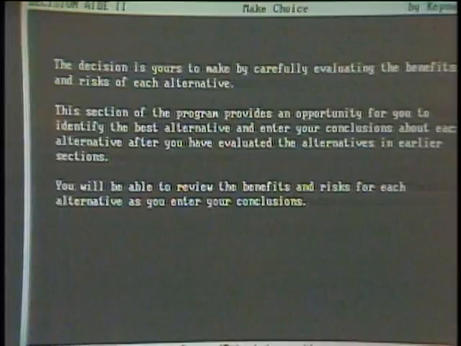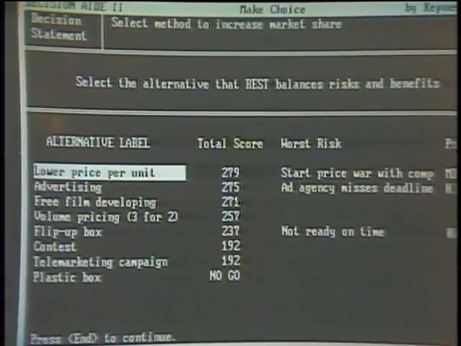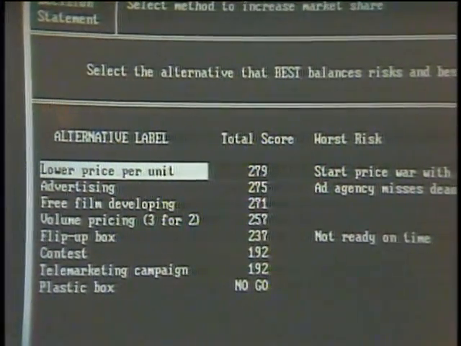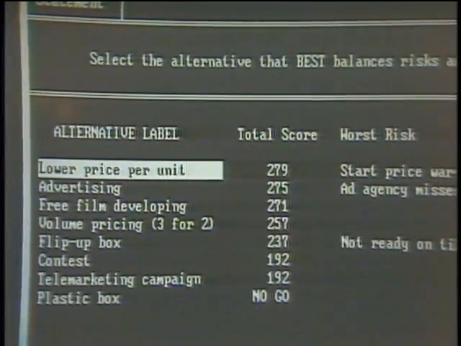We would go back, and any decision is jeopardized severely if we do not determine what the risks would be. So this process goes through assessing what the risks are and determining what actions can be taken. And then the final thing would be to make your final choice, which would bring up on the screen all of the alternatives that you have selected, showing the one which gives you your highest weighted score with the worst risk that was involved in each one of those, and assesses the probability. So lower price per unit was the optimum choice here, a little bit ahead of advertising, with the risks identified with it.